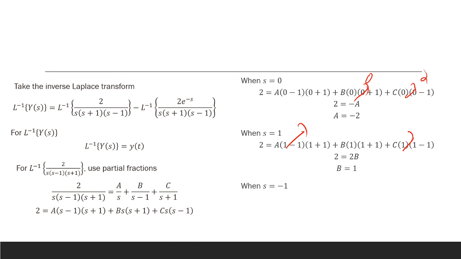And lastly, we have when s is equal to negative 1. So, this will be 0. This will also be 0. We will arrive at c is equal to positive 1. Substituting that to our partial fraction equation, we will have negative 2 over s plus 1 over s plus 1 plus 1 over s minus 1.